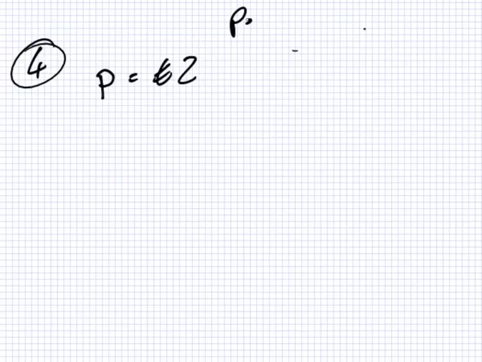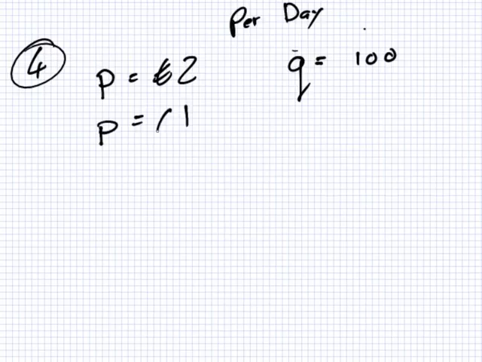So what I say in this story here is, when the price of a cup of coffee is €2, then per day, by the way, this is all per day, let me just write that up at the top. Per day, the demand is 100 cups. And then when you change the price to €1, the demand increases to 150 customers per day.